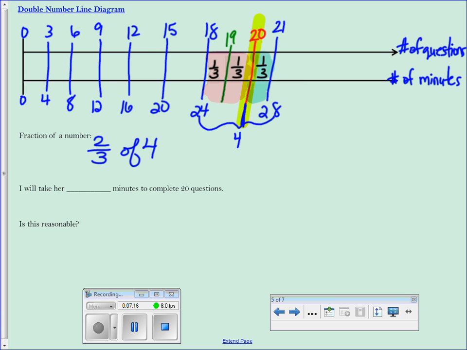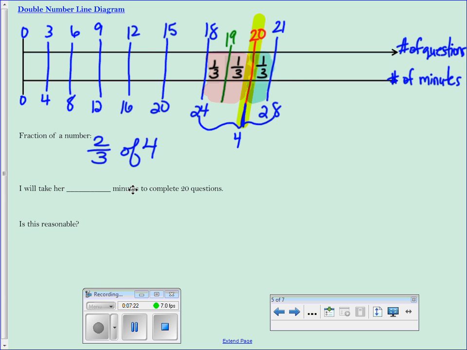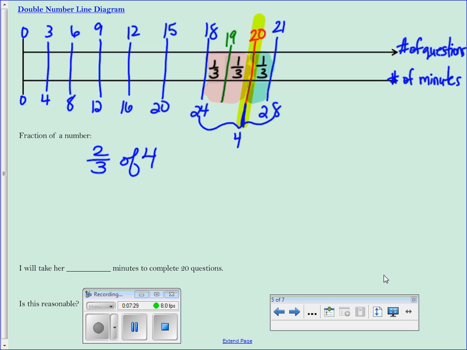So you're going to write that down under your fraction of a number. So I need to find 2/3 of the 4. Of means to multiply. So 2/3 times 4. 4 is 4/1. To multiply fractions, I multiply my numerators. 2 times 4 is 8, 3 times 1 is 3. That's an improper fraction. So I have to change that to a mixed number. 2 and 2/3.